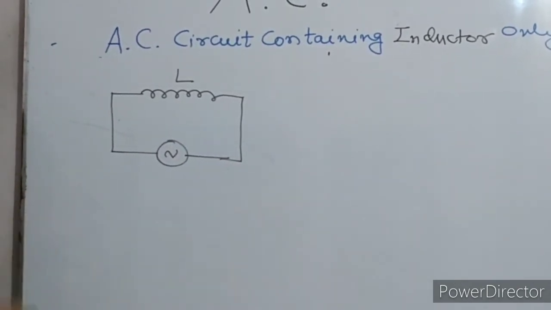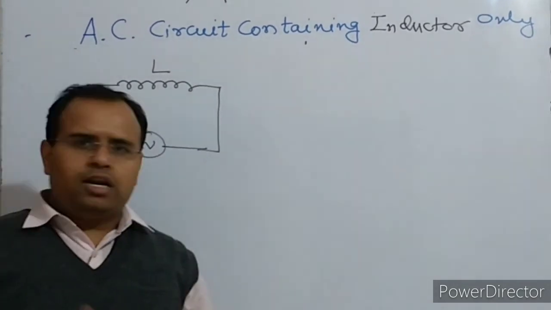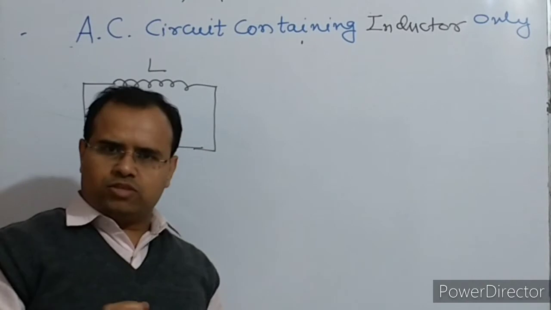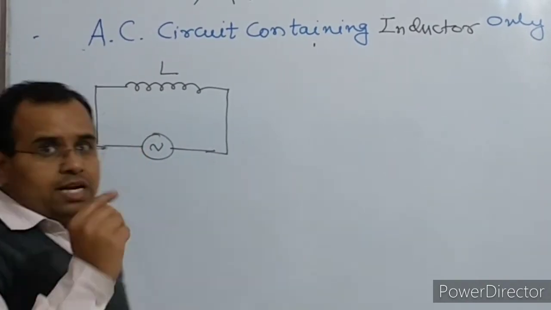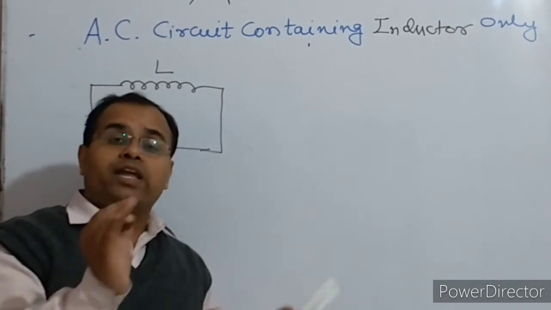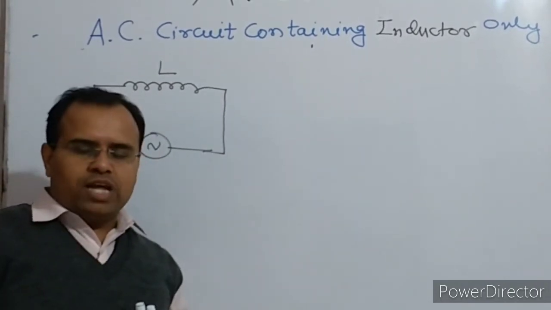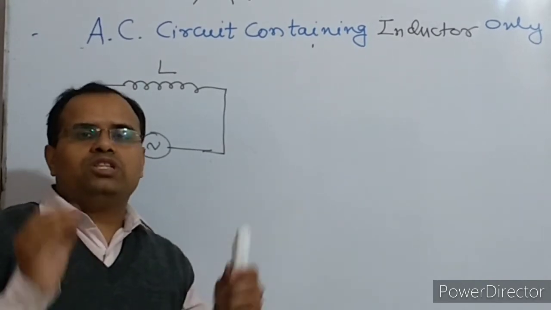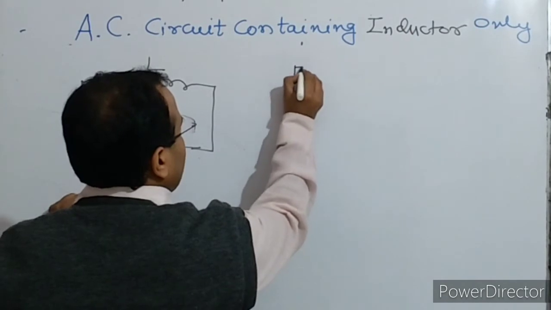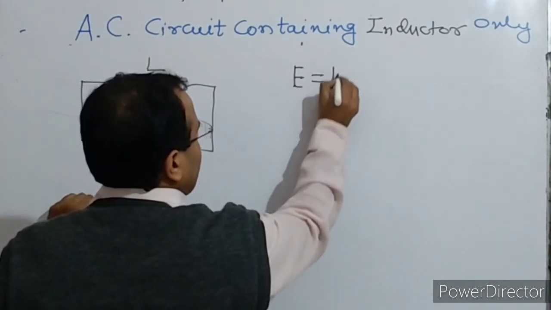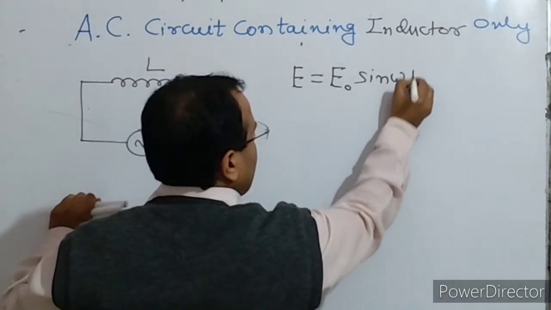When alternating current flows through the inductor, it gradually increases its value. When it does, the magnitude of the current through the inductor changes, and because of that an EMF is induced in the inductor. So let us consider that the applied alternating EMF is given by E is equal to E naught sine omega t.